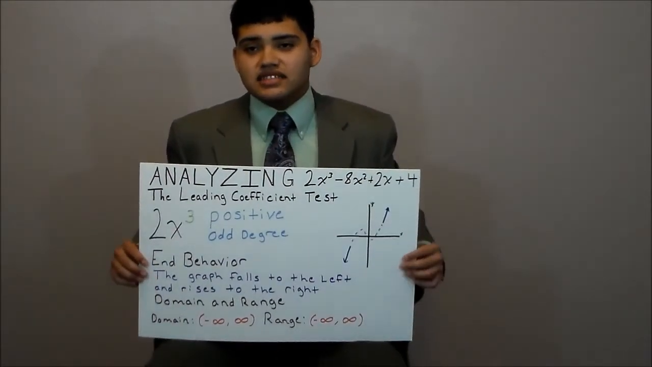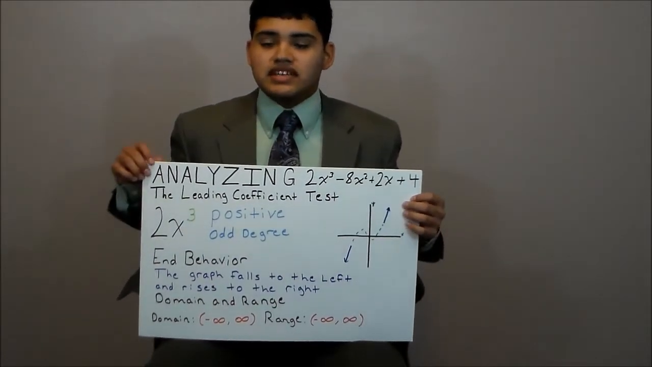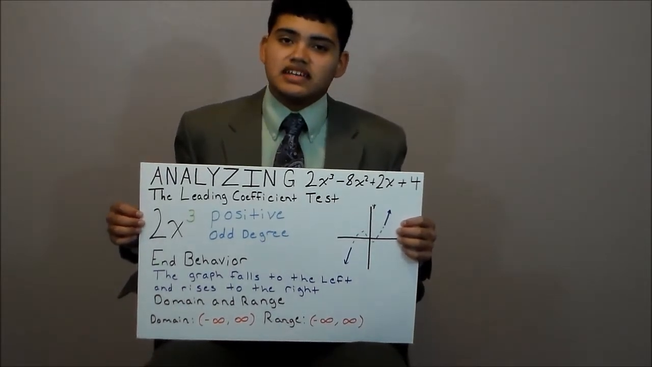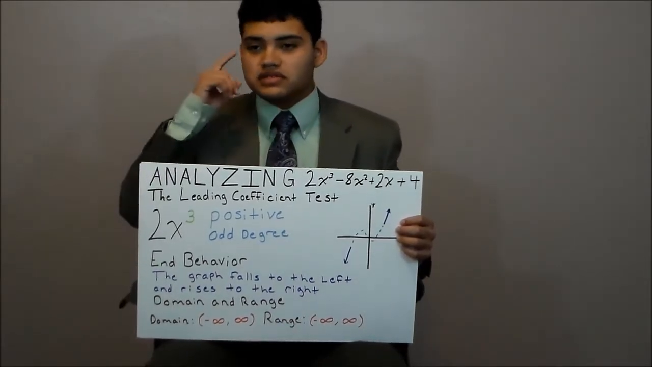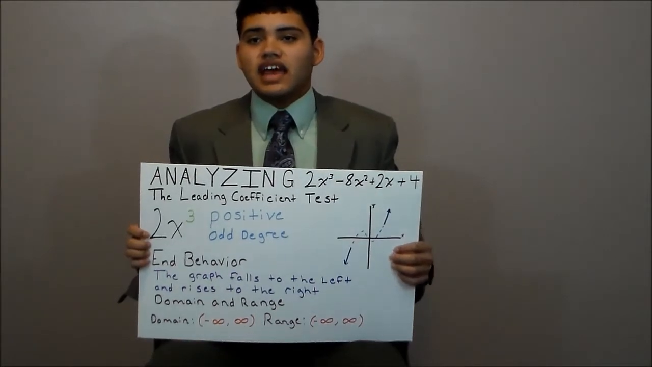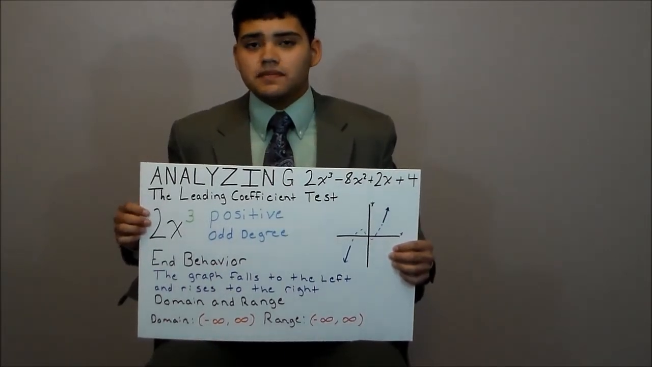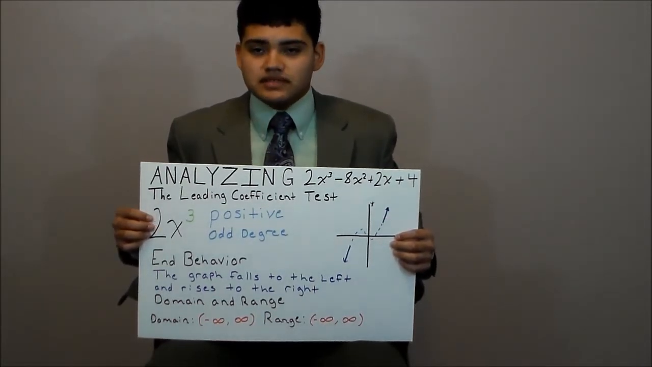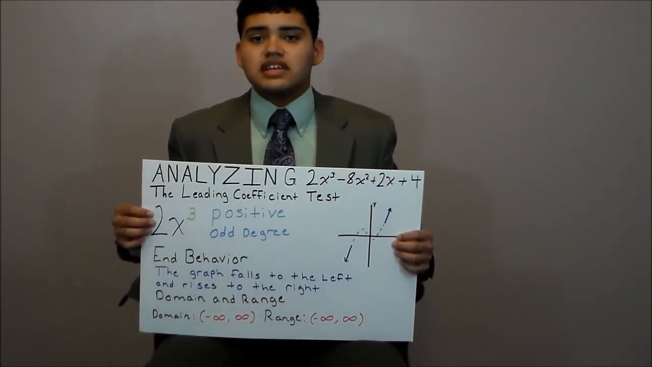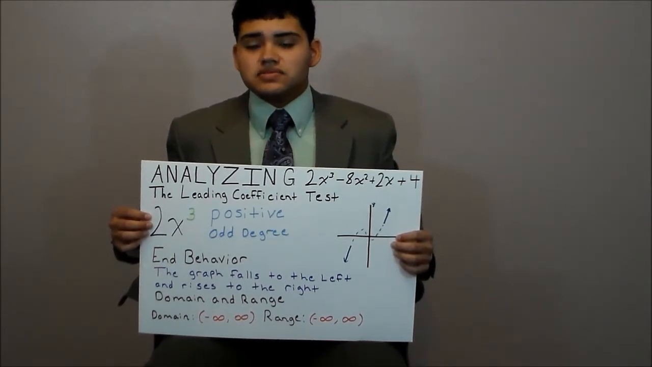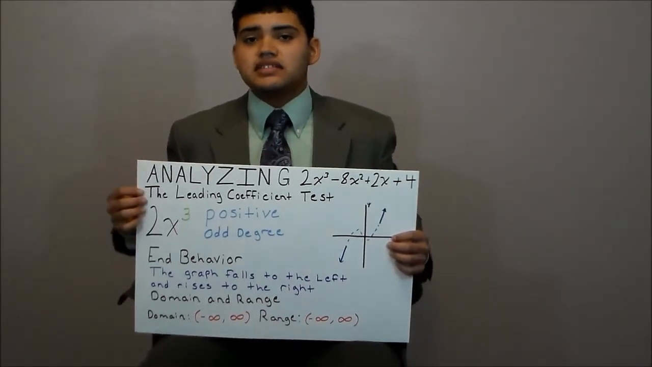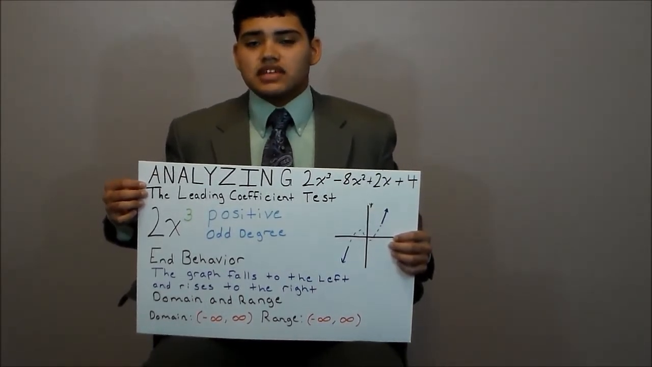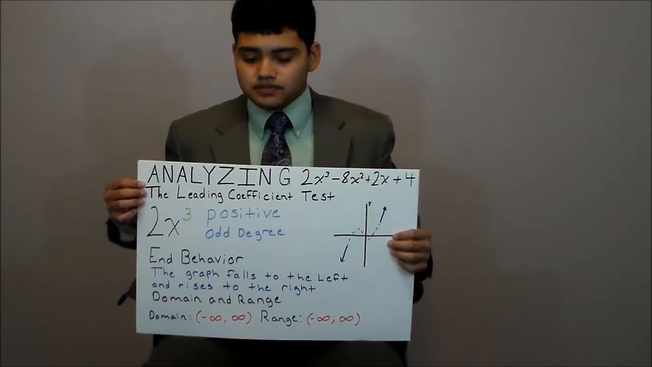Now, analyzing my polynomial, we take the leading coefficient test and we determine that 2x to the third power is positive and to an odd degree, which makes it fall to the left and rise to the right. With this, we can determine the domain and range: the domain is negative infinity to positive infinity, and the range is negative infinity to positive infinity.